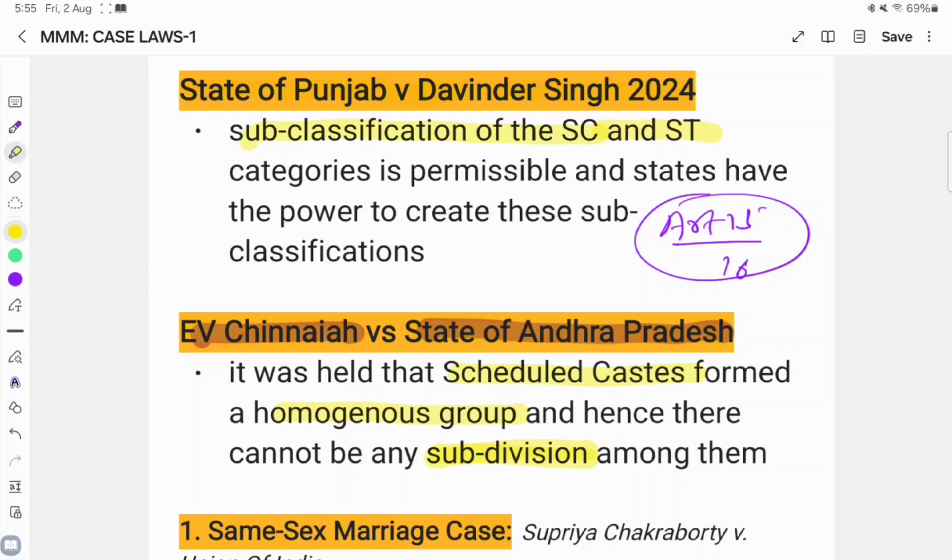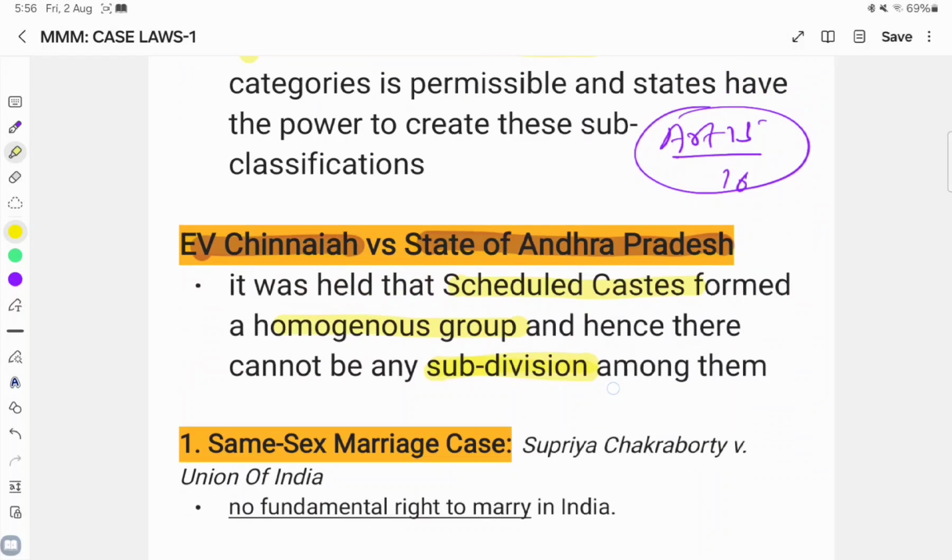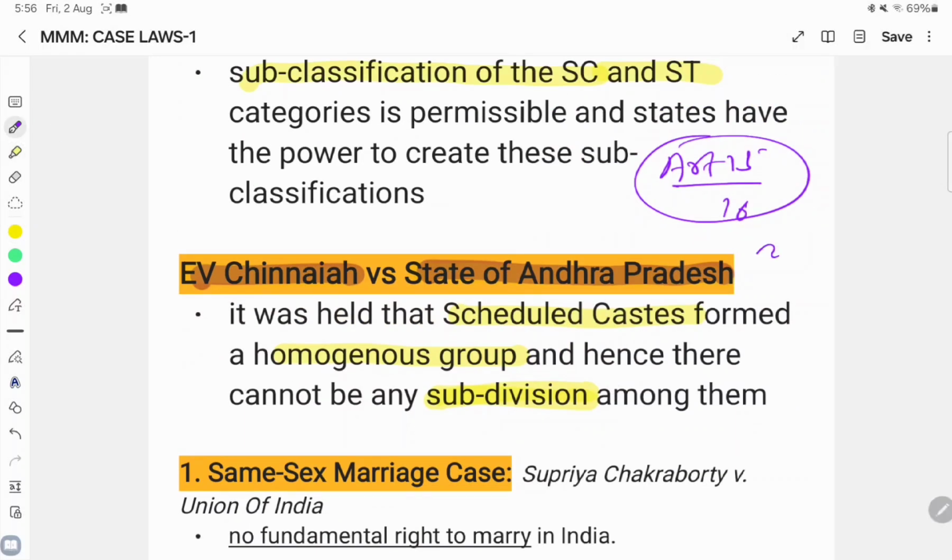In questions on reservation, you can use the E.V. Chinnaiya case in favor of, or against, subcategorization, and you can use the State of Punjab versus Davinder Singh case in support of subcategorization of scheduled castes. This is a 2004 case. I'll update it in the notes, and you will get these notes in the Telegram channel of Sarat Chandra IAS Academy.